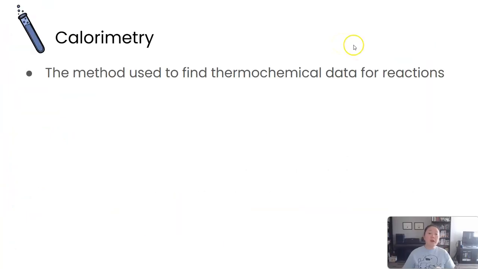So first off, calorimetry is the method that you use to find the thermochemical data for your reactions. If you have been looking in your textbook, your data booklet, or anything else, for the information about the heats of reactions, there are loads and loads of lists out there where you can reference the information for these reactions. And generally the way that you would find them is through calorimetry.